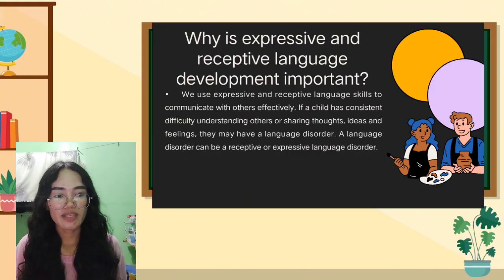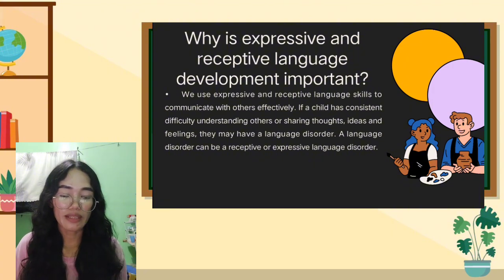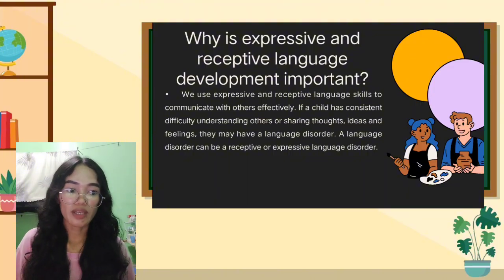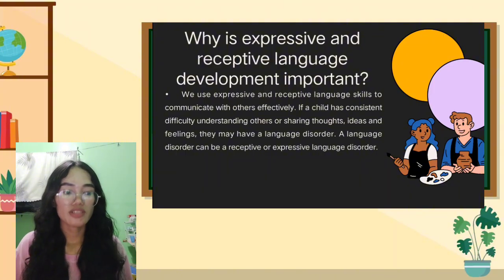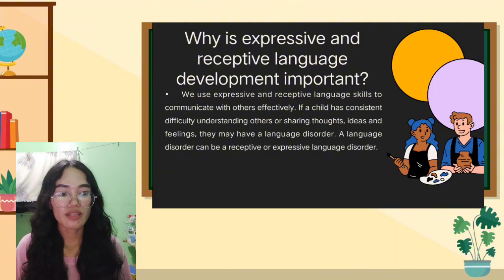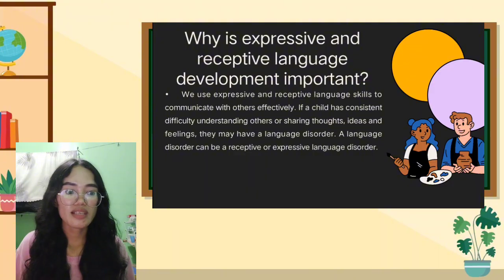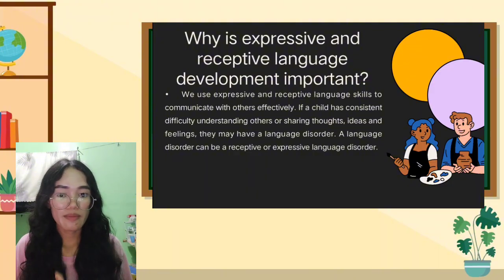So, why is expressive and receptive language development important? So, bakit ba siya importante, no? So, we use expressive and receptive language skills to communicate with others effectively. If a child meron siyang consistent difficulty understanding others or sharing thoughts, ideas, and feelings, they may have language disorder. Pag nahihirapan sila na mag-share ng thoughts nila, yung ideas, feelings, yun, then maaari na yung isang bata is merong language disorder. A language disorder can be receptive or expressive language disorder. So, yun na nga yung mga sinabi ko kanina sa table.